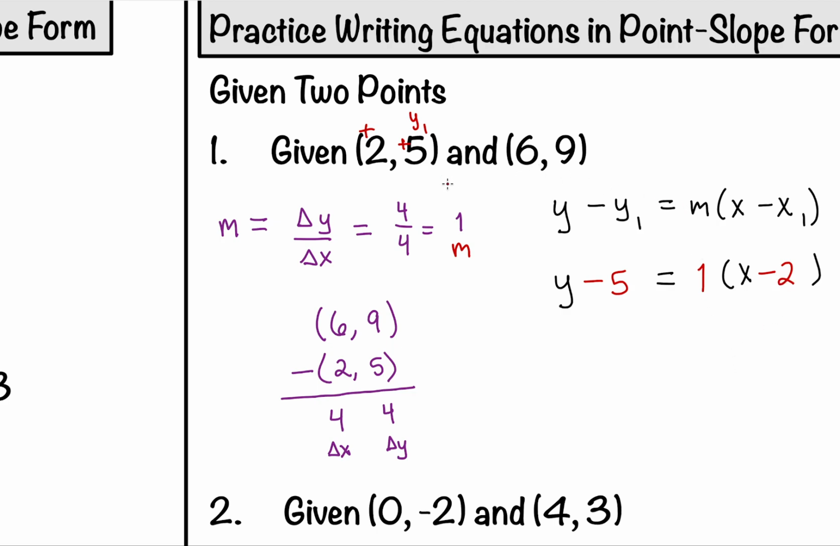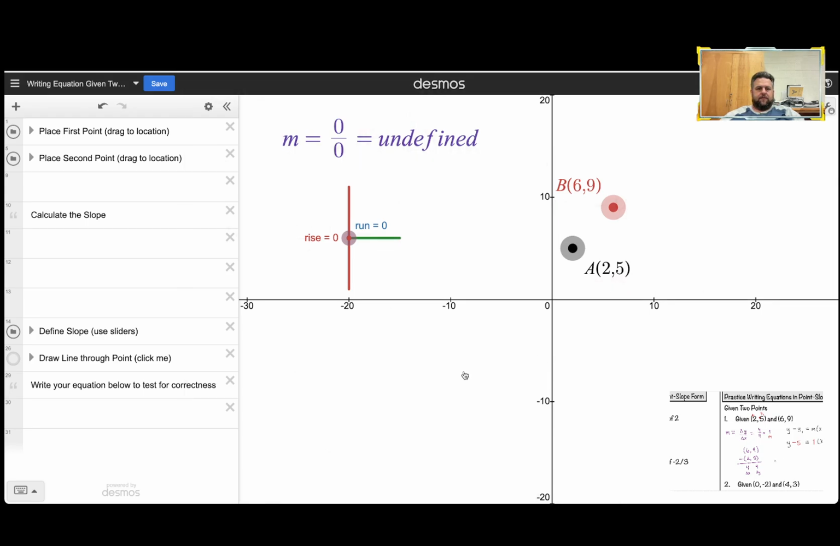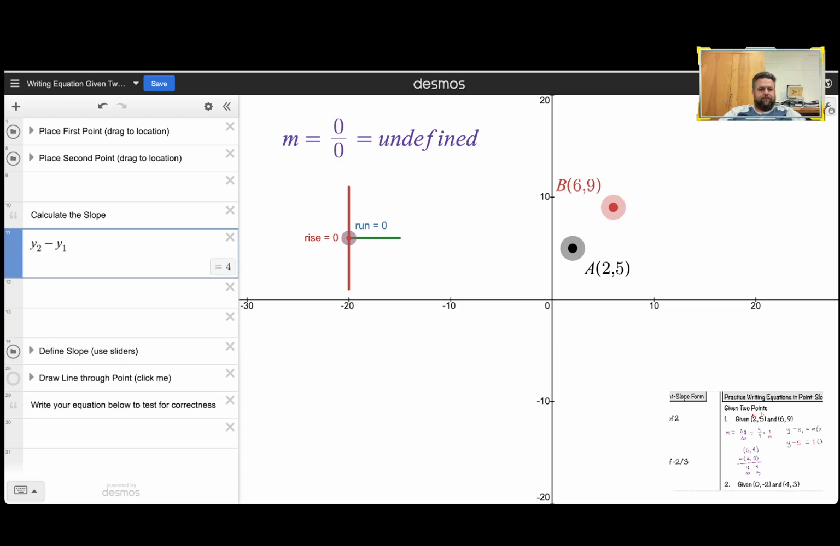So I told you that all you have to do is choose 2 points. Well, let's show what this equation looks like in Desmos real quick. So in Desmos, we have our slope. The first thing we'd have to do is calculate the slope between those 2 points. So let's do our y2 minus y1. We get 4.